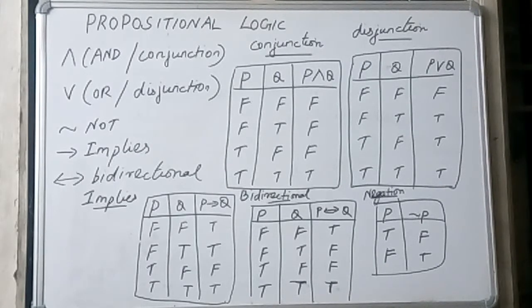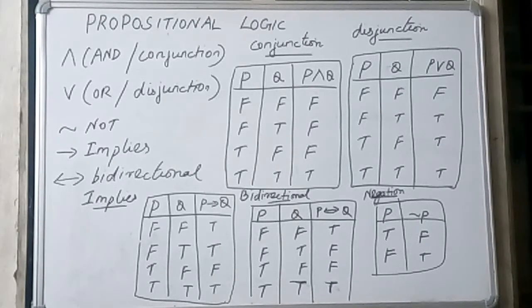Next one is implies. In the case of implies, we should concentrate a little more on the implies truth table. Here we have to take two variables, P and Q. Implies means P implies Q. Suppose the first two values are both false, then the resultant value is true.